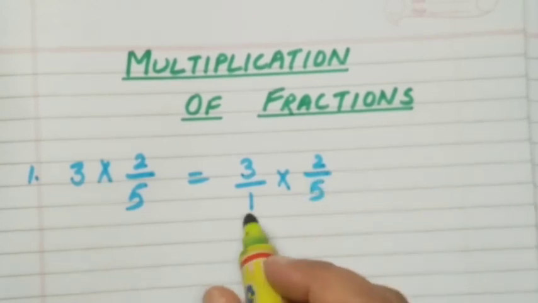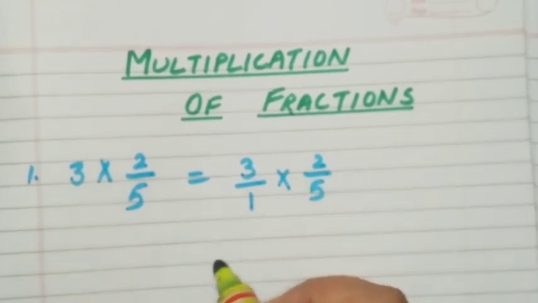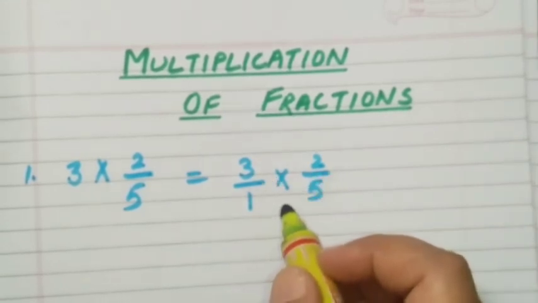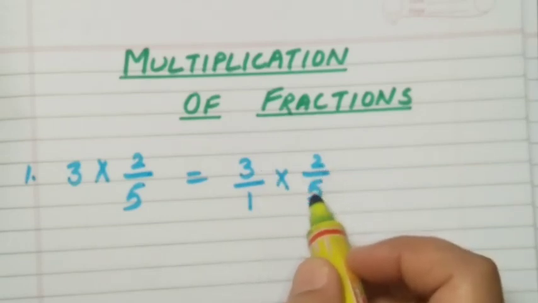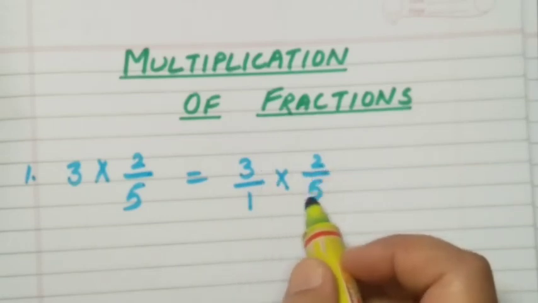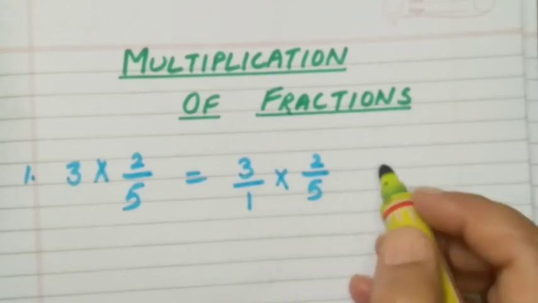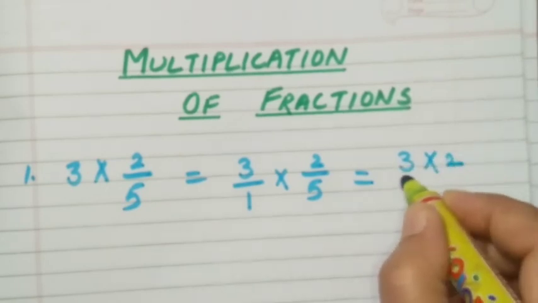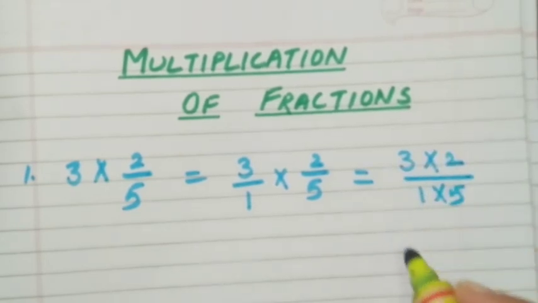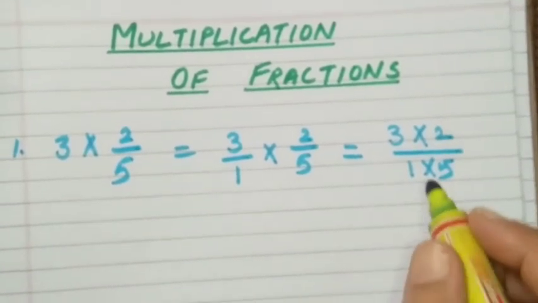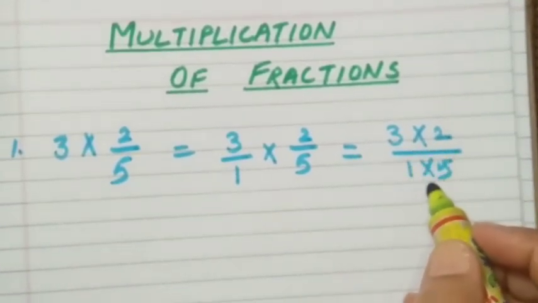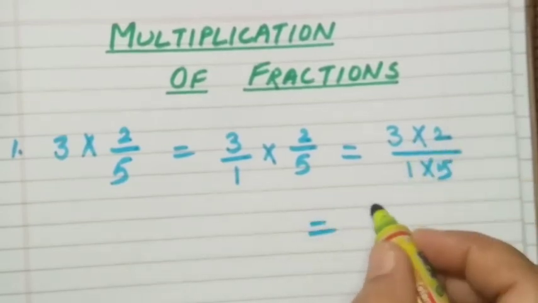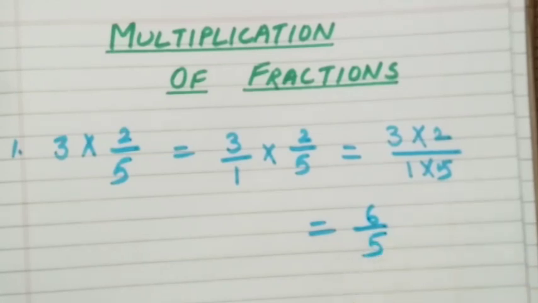We can write it like this by putting 1 as a denominator. Then we will try to simplify this, but it is not simplified because all these three numbers are prime numbers, so no number can cut by each other. Now we will write it as a common numerator, 1 into 5. Also we will check whether we can simplify these numbers or not. Here it is not possible. So 3 multiplied by 2 is 6, and 1 into 5 is 5.